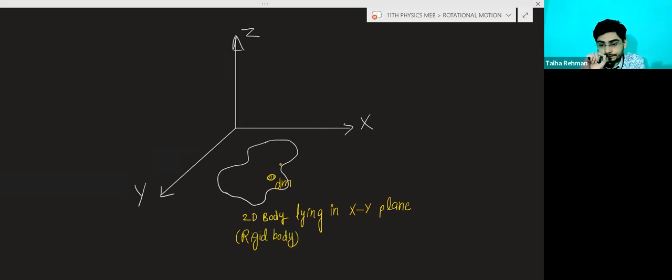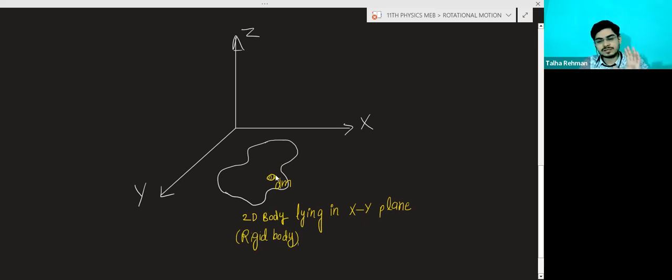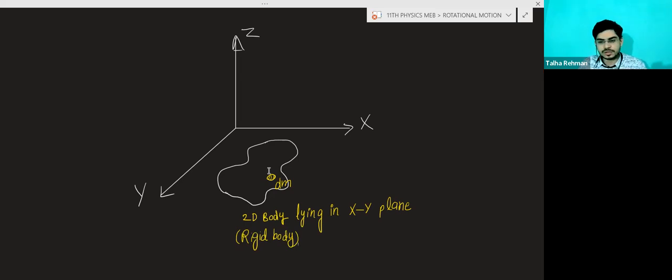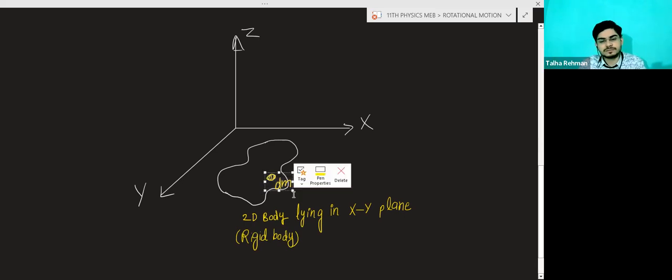Now, focus on what I am doing. Suppose we take a very small mass of this body, because we know this body is made up of a large number of small masses. Everything is made up of small particles, masses, atoms. So we have taken just a small mass of this body, and now we want the moment of inertia of this mass about the x-axis.